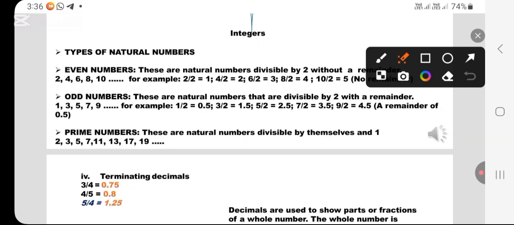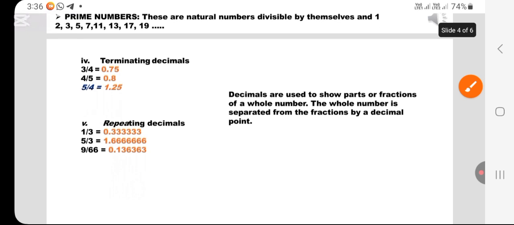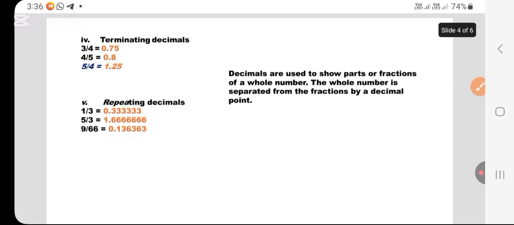Let's move on now to the rational numbers that we have. And to another type of rational numbers we have the terminating decimals. So before I continue with this terminating decimal, when we say decimals, what do we actually mean? And what do they stand for? What do they represent?